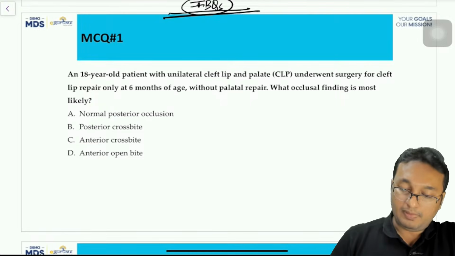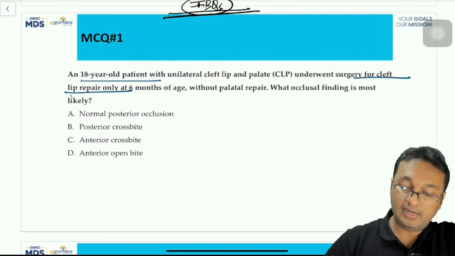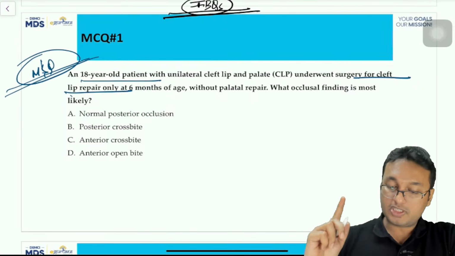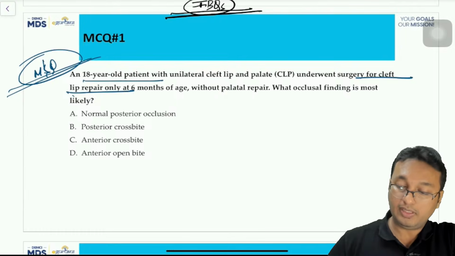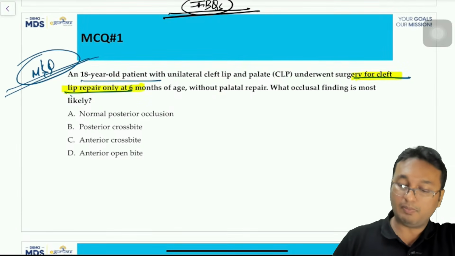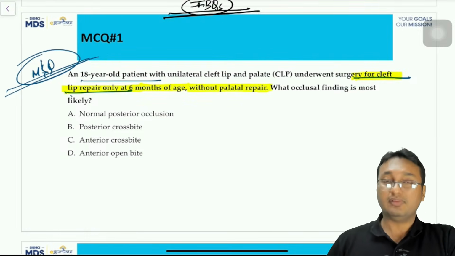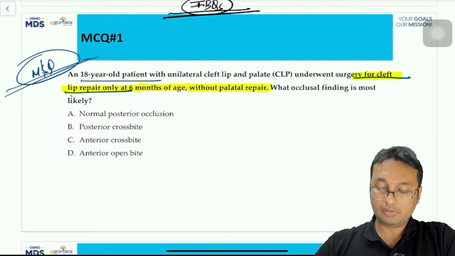An 18 years old male patient with unilateral cleft lip and palate underwent surgery for cleft lip repair only. Now this is a $1 million question. The patient is an 18 years old with unilateral cleft lip and palate who underwent surgery for cleft lip repair only. Please mark my words, cleft lip repair only at 6 months of age without palatal repair. So this is a fundamental clue hidden within the question. I'll tell you how. What occlusal finding is most likely? Normal posterior occlusion, posterior crossbite, anti-crossbite or anti-open bite.